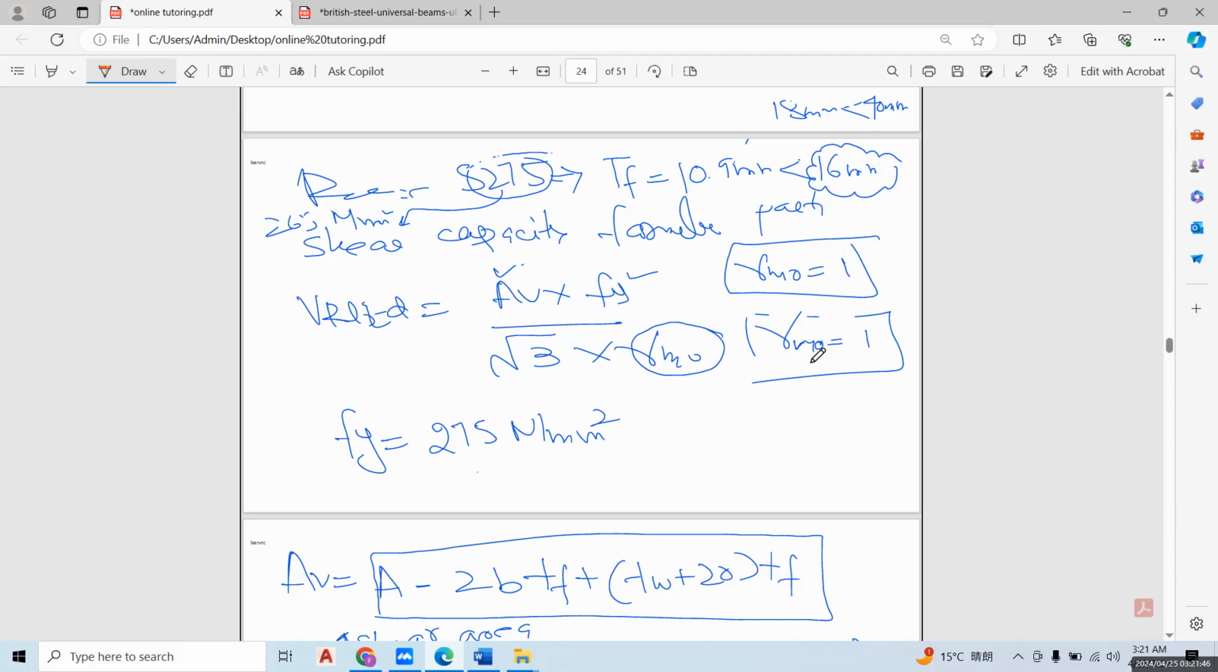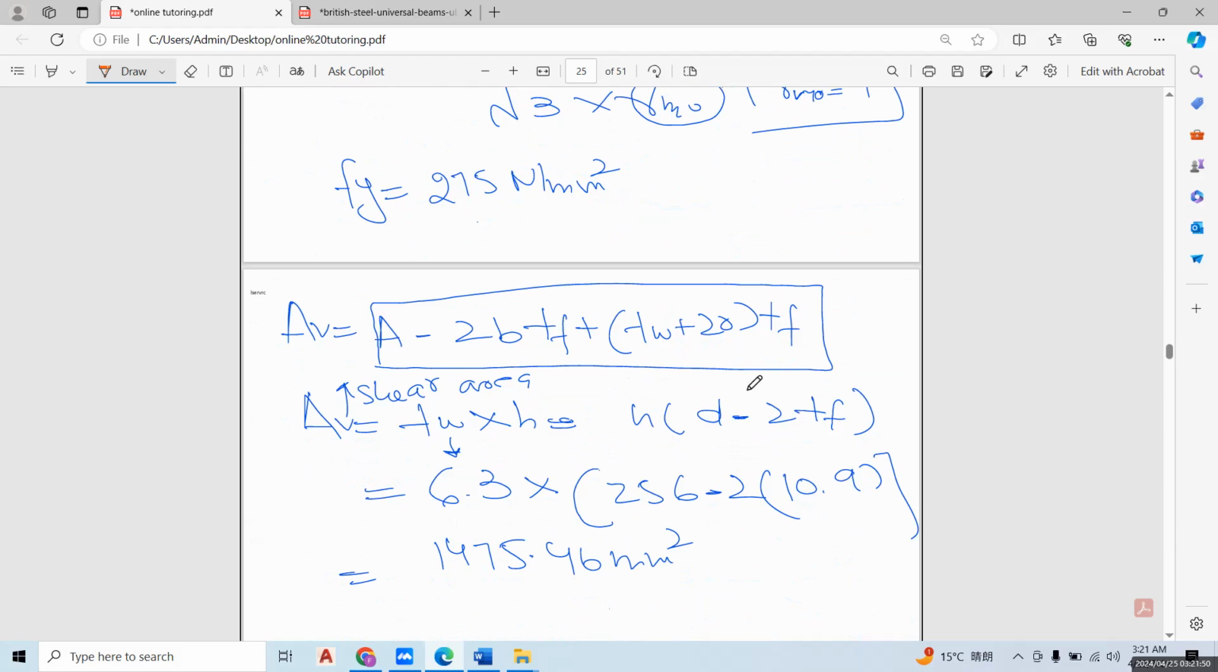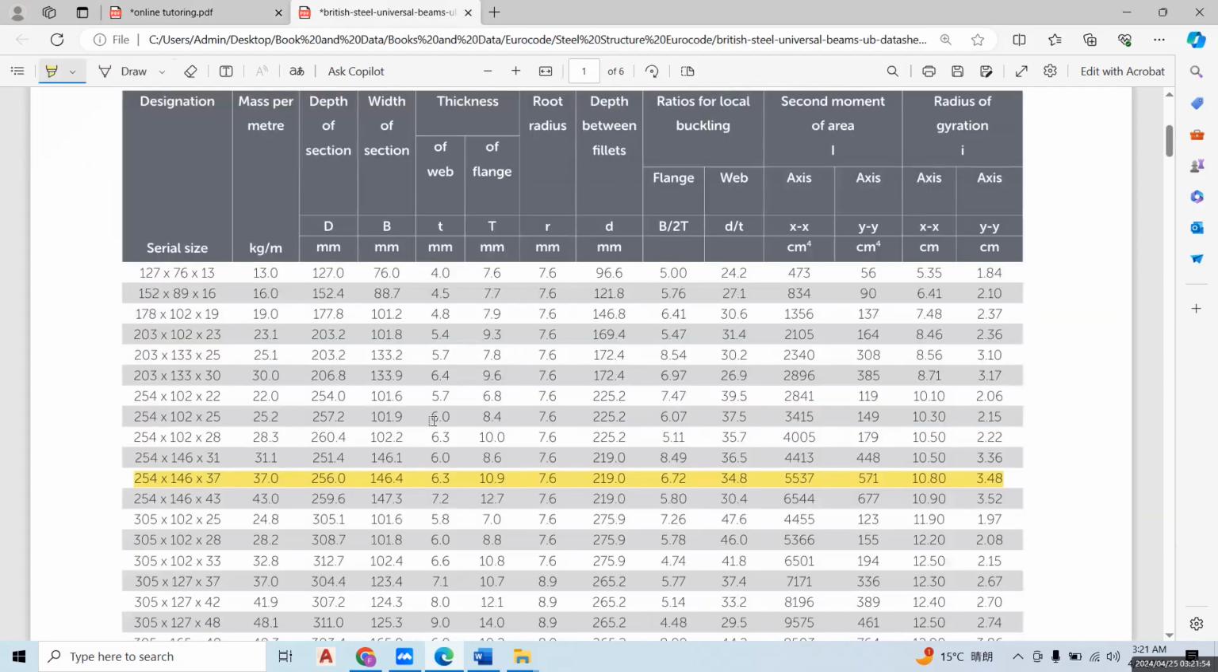Sorry, what was the value of TW again? TW is thickness of web, it is 6.3. You can see from here, 6.3.